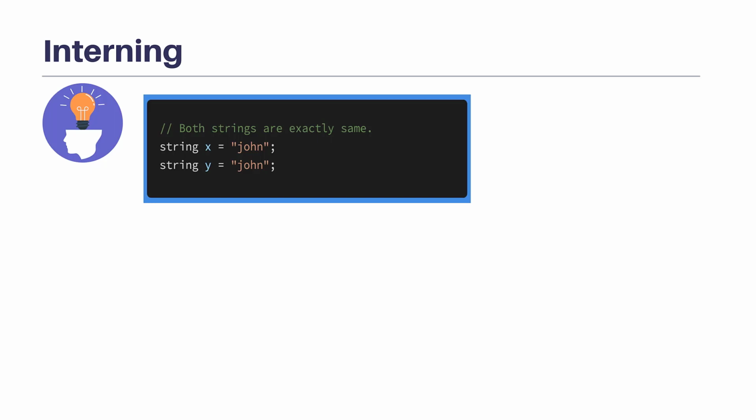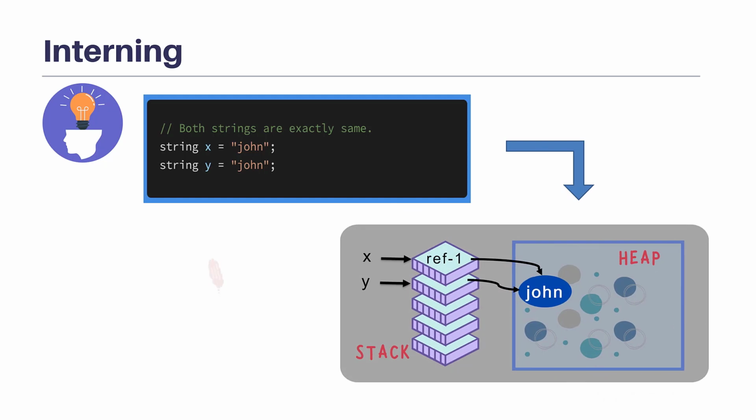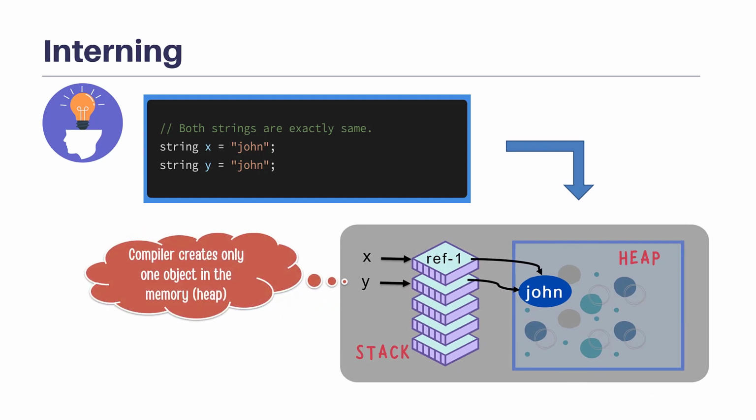As the compiler knows that both of these variables are pointing to the same value, it will generate the code in such a way that when we run the program, only one object containing this value will be created on the heap. And then both of these variables will point to the same object, as shown in this diagram. This feature is called string interning. String interning itself is a separate topic. I will not go into further details here.